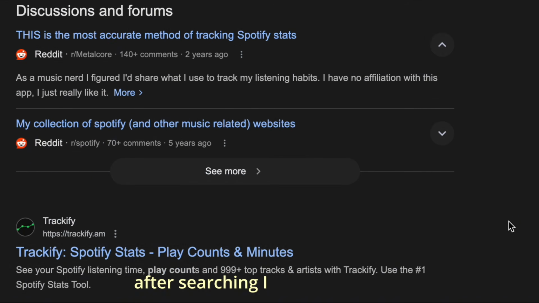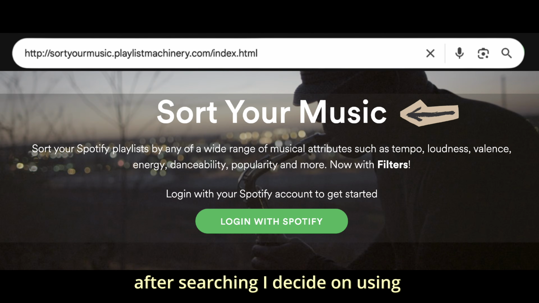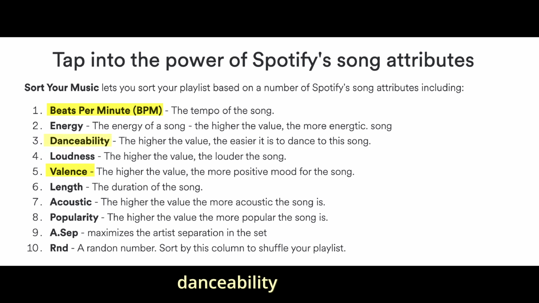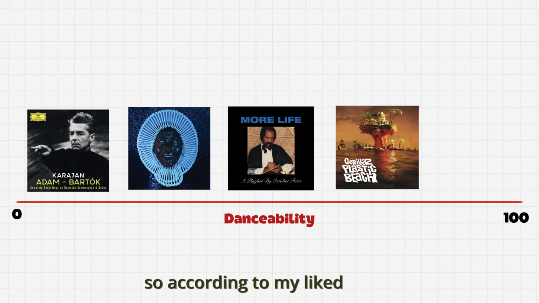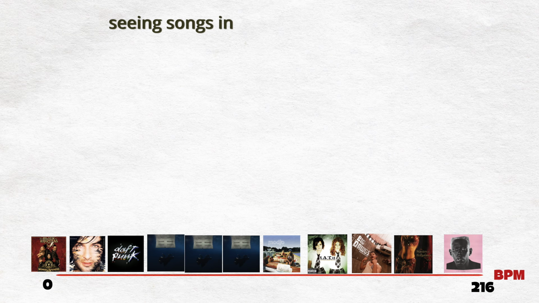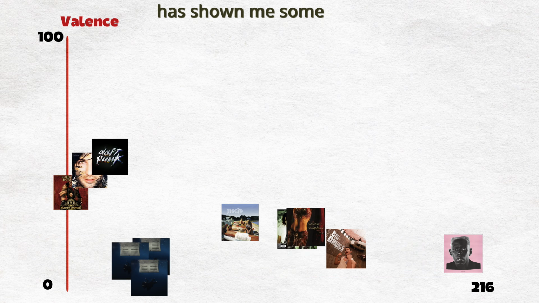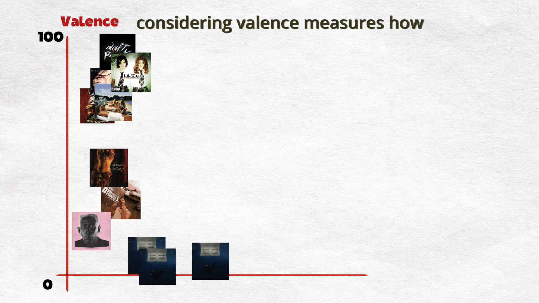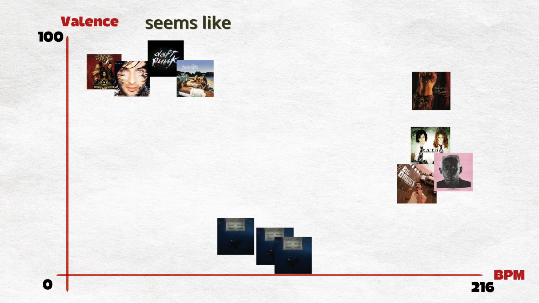After searching, I decided on using Sort Your Music, where I can access key features like BPM, balance, danceability, and so on. According to my liked songs, Vivaldi Four Seasons is the least danceable song, which I don't agree with. Seeing songs in more than one dimension has shown me some patterns about my music taste. For example, considering balance measures how happy a song sounds, it seems like this Billie Eilish album is something I listen to when I'm sad but still need to function.